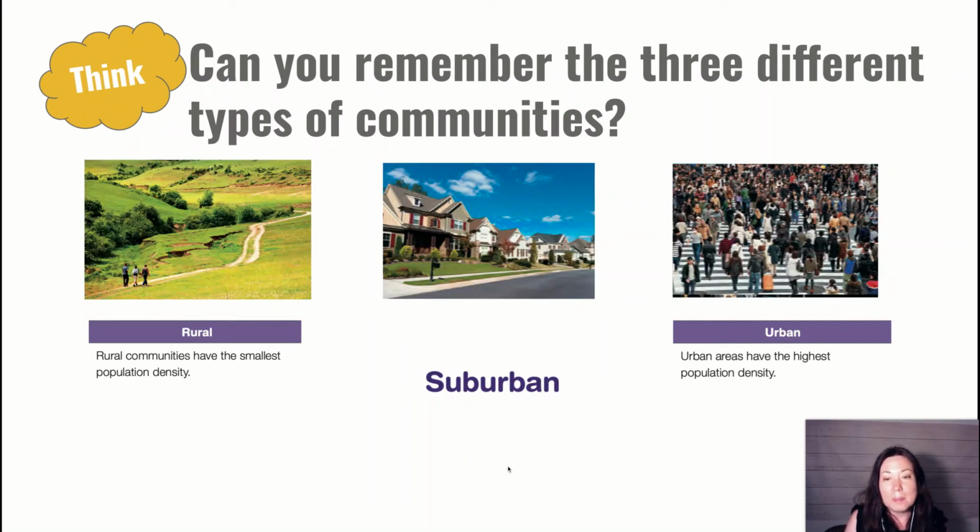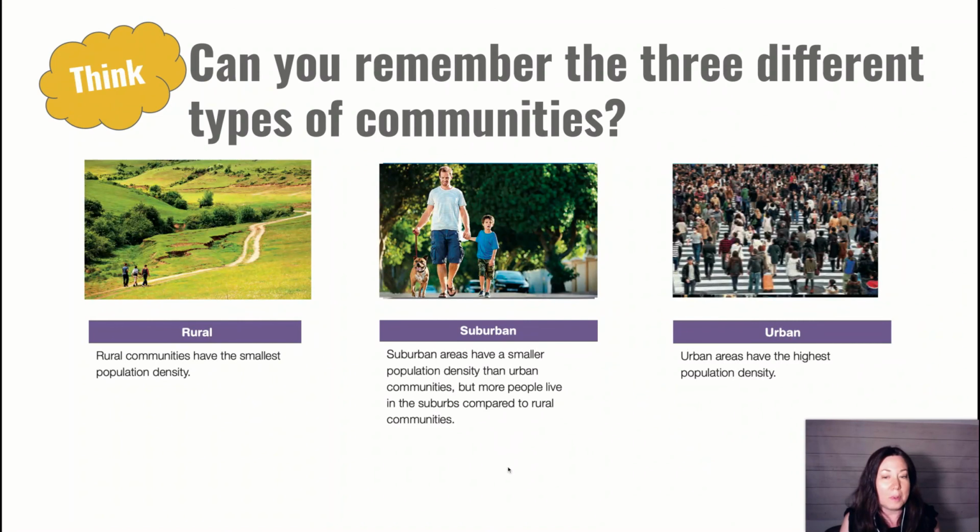So the one in the middle, suburban, they have a smaller population density than urban communities, but more people live in the suburbs compared to rural communities, and we know that too. We saw more houses. They were a little bit closer together than rural, but not the same as all the apartment buildings and as many people as we saw in urban.